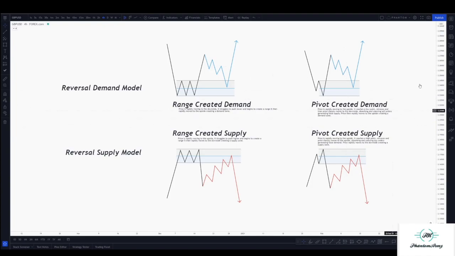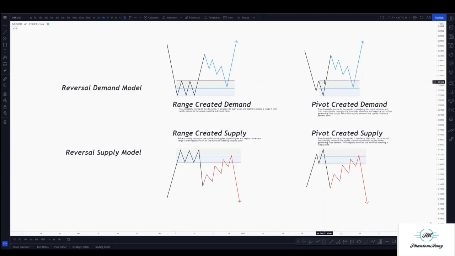And now we can look into the pivot created demand and supply reversal models. Similarly to the reversal demand model created by a range, we get that sharp move to the downside followed by an expansion away. The difference with the range is we actually have that clear sideways range, whereas with the pivot, you almost get a double pivot where price creates a low, moves up, doesn't really go too much further. We move to the downside rapidly, create that pivot in price, and then price expands to the upside.